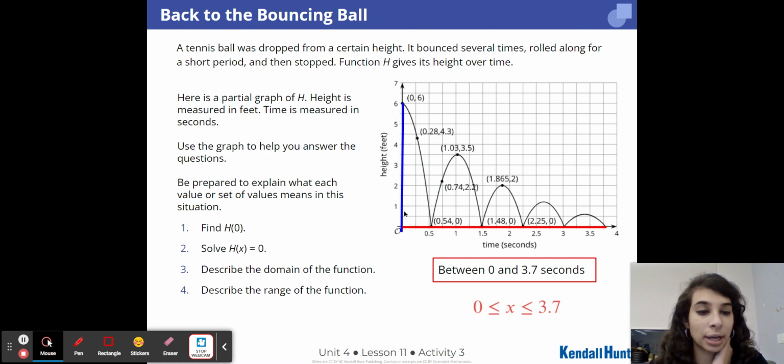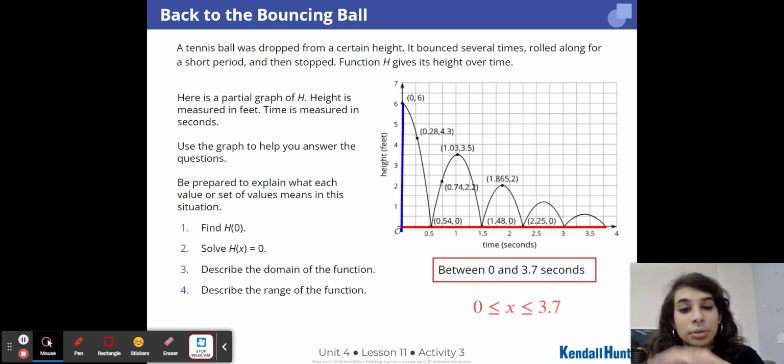And so, right, I can write it in inequality notation as well. So x is between 0 and 3.7. x is greater than or equal to 0 and less than or equal to 3.7.